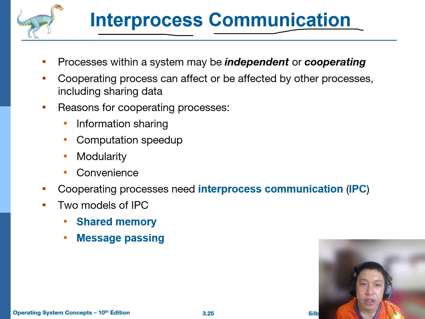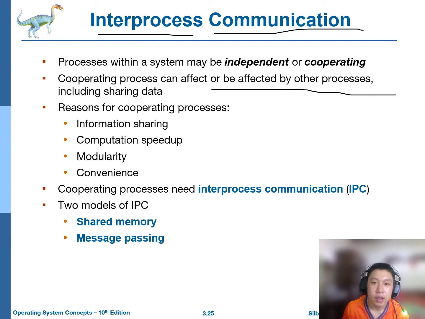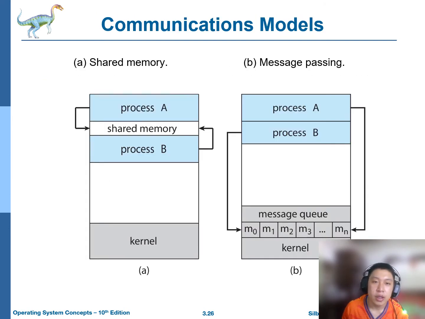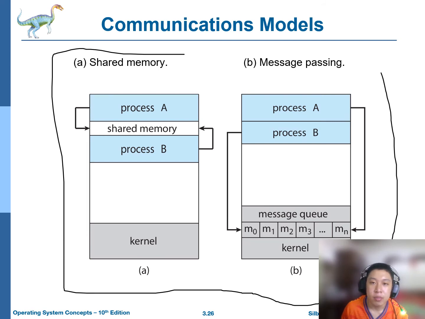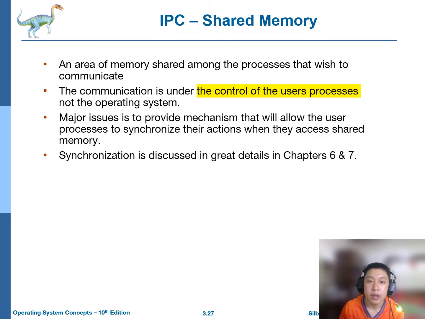Interprocess communication. Processes within a system may be independent or cooperating. Cooperating processes can affect or be affected by other processes, including sharing data. There are two models of IPC: shared memory and message passing. This photo shows the communication models. Okay, next: IPC shared memory.